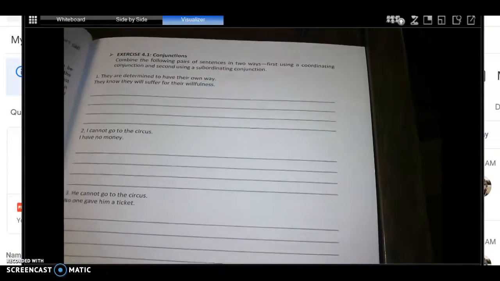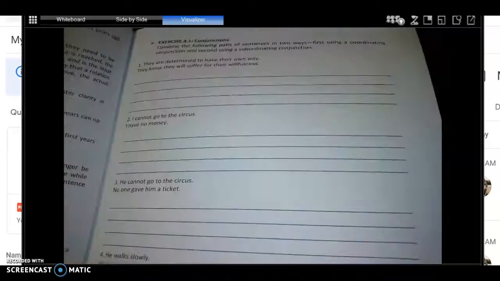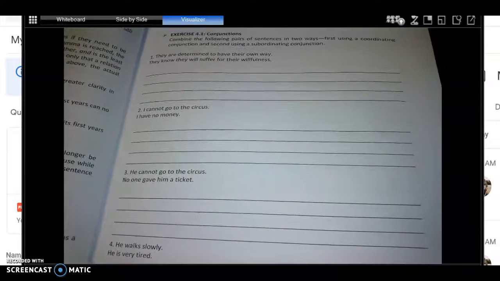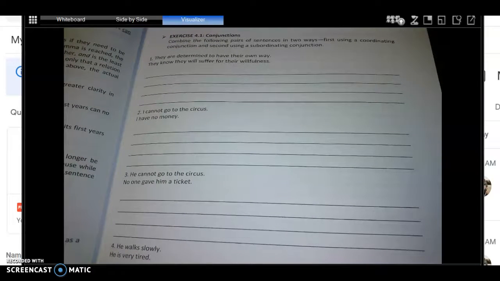All right, let's go ahead and look at the next page in the book, page 11. And you should, can you see that good? Sorry, I'm going to move it around a little bit. Okay, we're going to combine the following pairs of sentences in two ways. First, using a coordinating conjunction, and second, using a subordinating conjunction. So we're going to write each sentence two ways. This is on page 11 of your book.